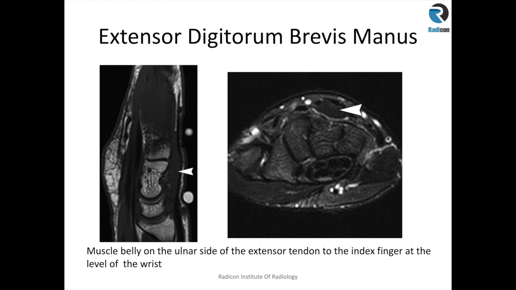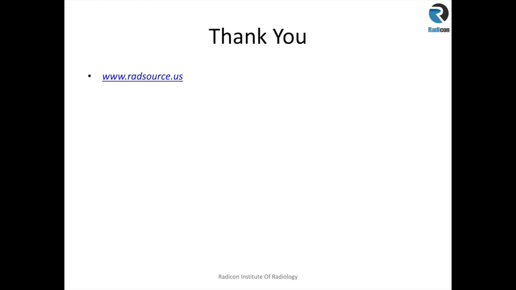it tends to run along the ulnar side of the extensor tendon to the index finger at the level of the wrist. So the diagnosis of accessory muscle of extensor digitorum brevis manus was made, potentially avoiding unnecessary surgery and undue stress to the patient. So please think about these normal accessory muscles or tendons around any joint in the body.